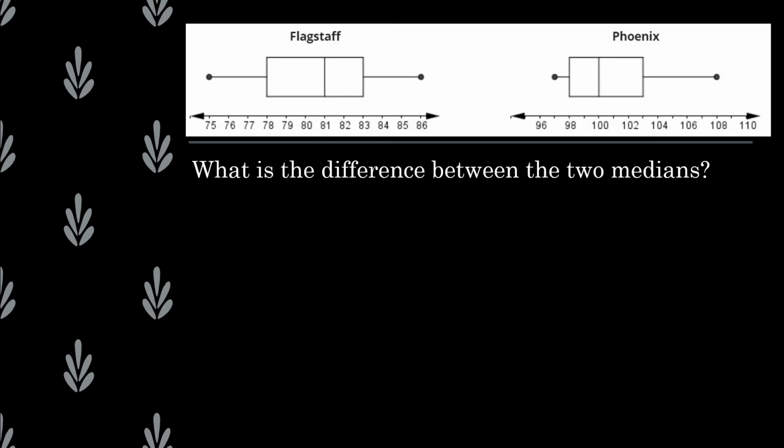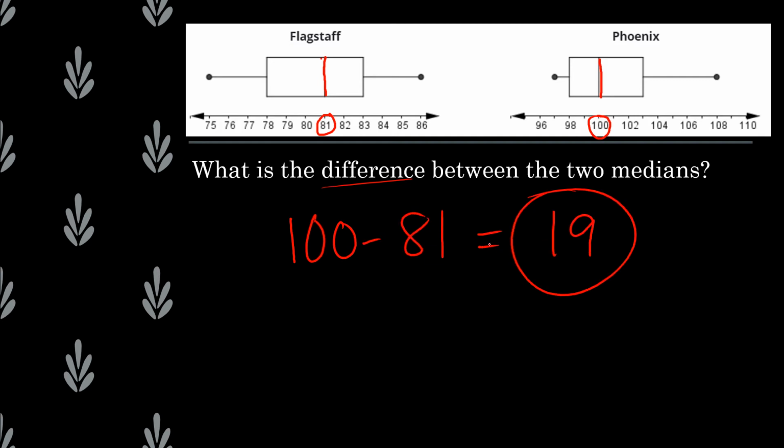Again, same question, but this time with different box plots. So we want to know what's the difference between these two medians. So our median on our first box plot is going to be right here at 81. Median in our second is going to be right here at 100. So to find the difference, all we need to do is subtract them, which gives you 19. So the difference between these two medians would be 19.